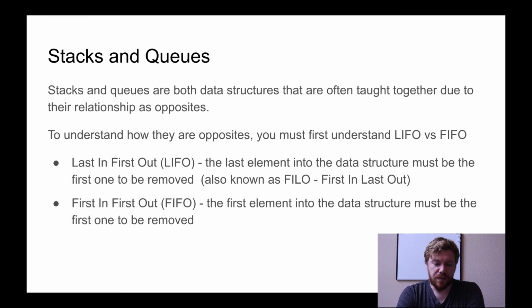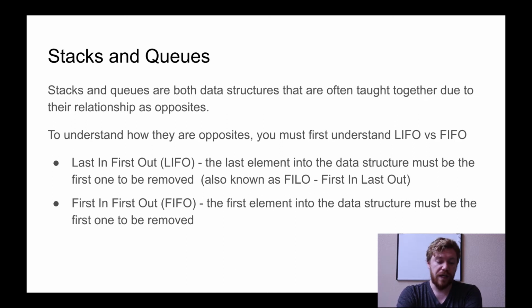The last element in the data structure must be the first one to be removed. You can also call this acronym FILO, first in, last out. They mean the same thing. The idea is whatever data was most recently put into the data structure will be the first one to get removed when the user of this data structure desires another element out of it.